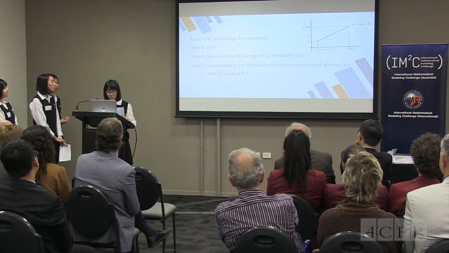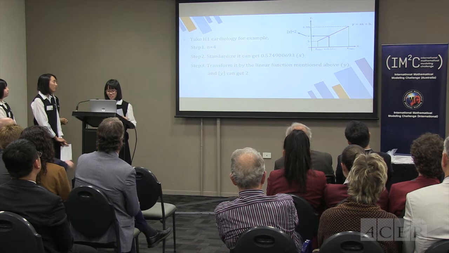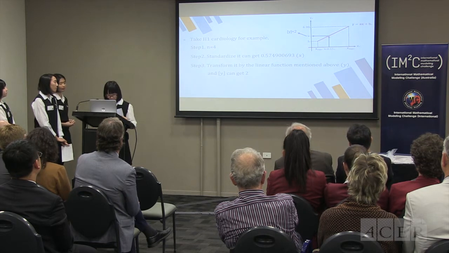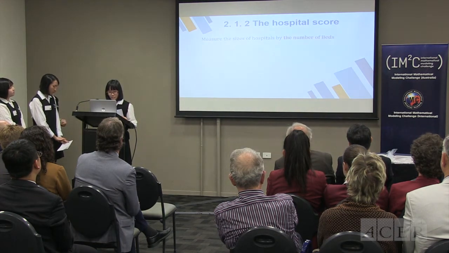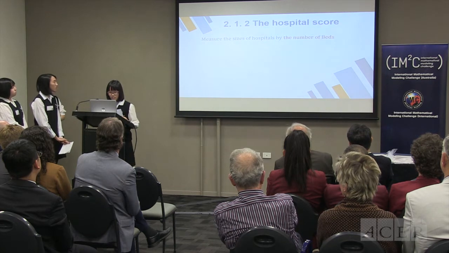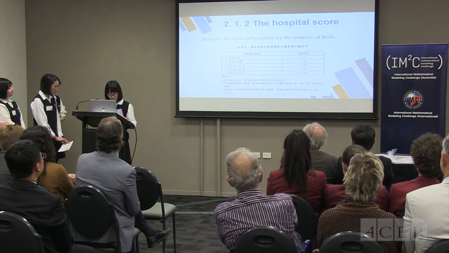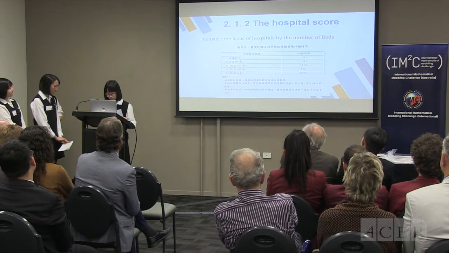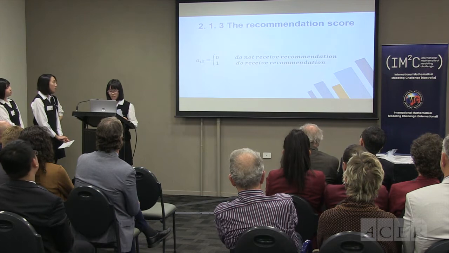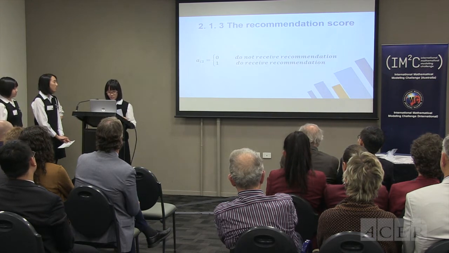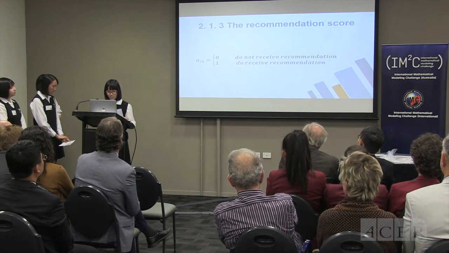Take cardiology of hospital 1, for example. Use the wave above, we can get 2 points, and 2 is the doctor score of cardiology of hospital 1. The next one is the hospital score. We measure the size and resources of hospitals by the number of beds. Referring to the information of hospital evaluation, we divide it into 6 intervals. The third one is the recommendation score. We divide it into 2 parts. If the patient receives a recommendation, it gets 1 point. If not, it gets 0.